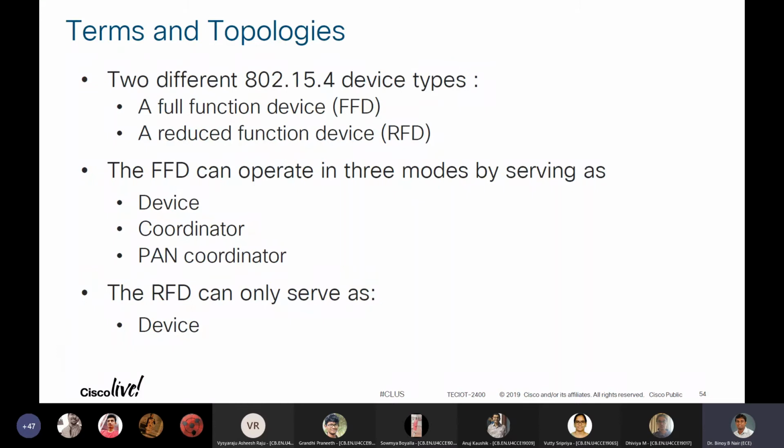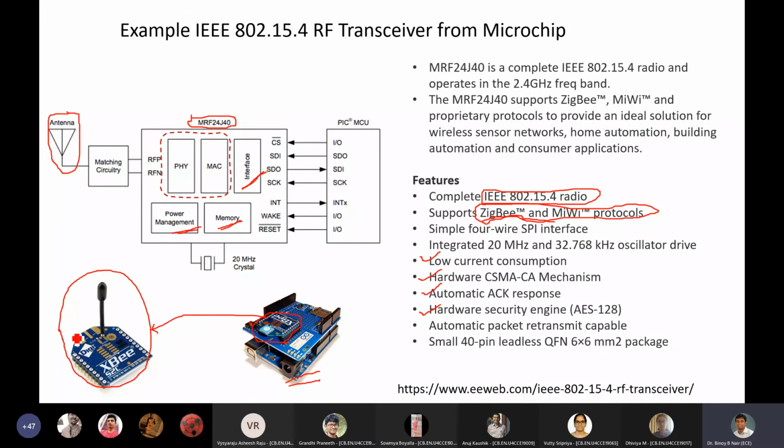And the device types. If you have seen this, I told you that in 802.15.4 you have device to device communication, right? That means you can transfer data from one Arduino with this setup. You have multiple of these setups, say 8 or 10 of them, and you can transfer data from one to the other.